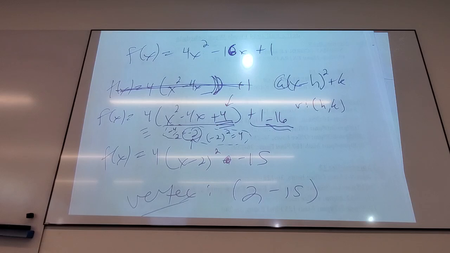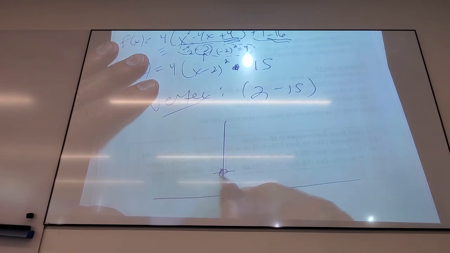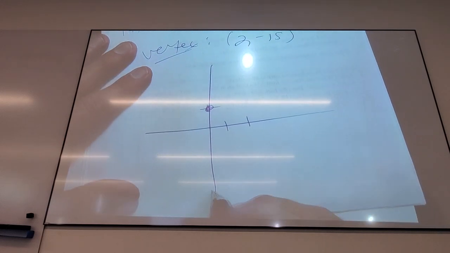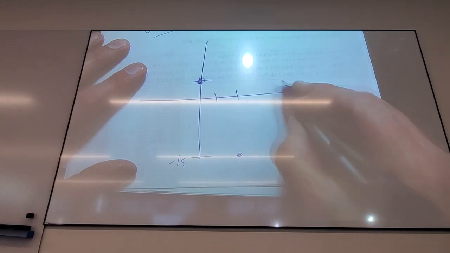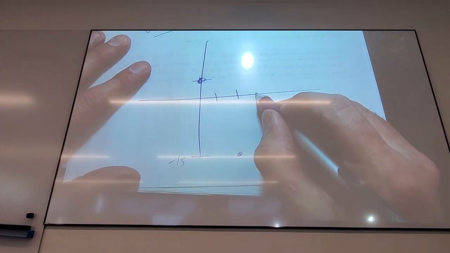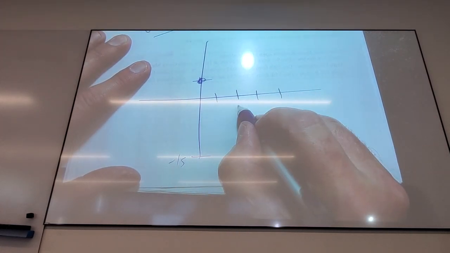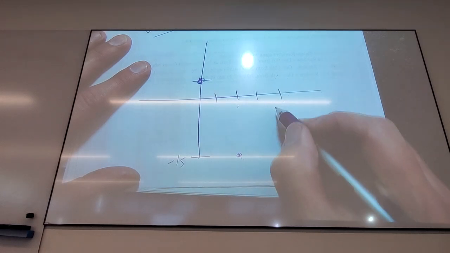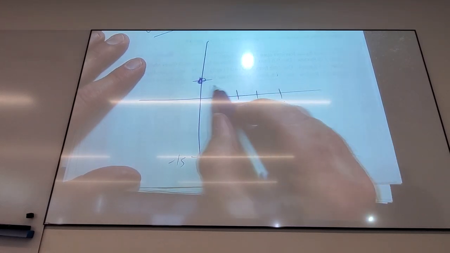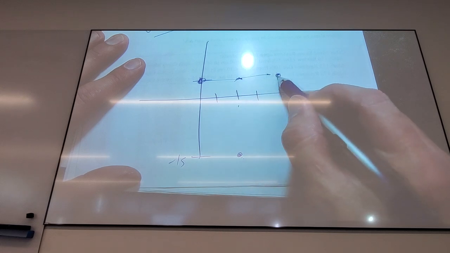Look at the beginning. Go back to the beginning. 0, 1, yes. So I got 0, 1. I got 2, negative 15, just to do this out of scale. So then where's another point? The reflection, yes. So it's 2 away from here, so it's got to be 2 away from here.